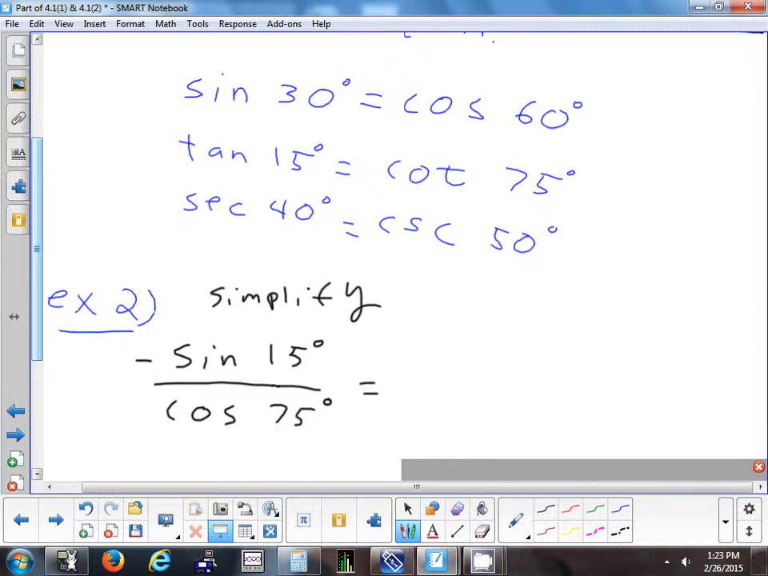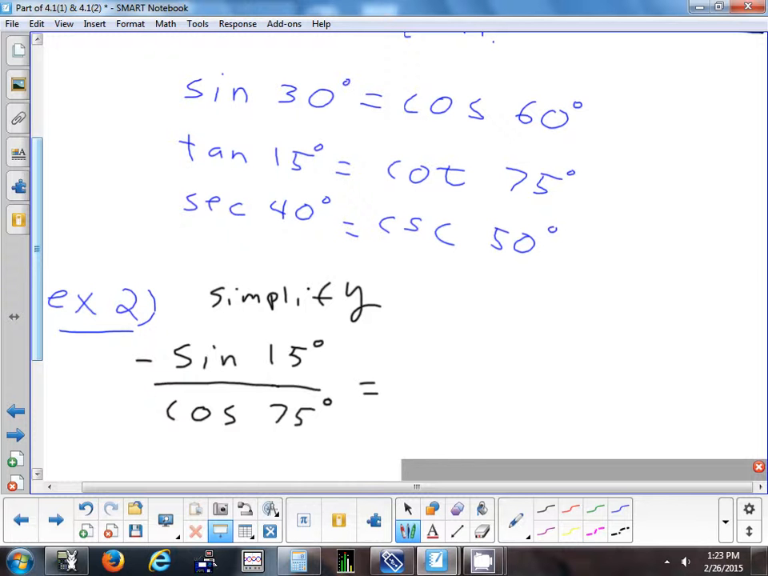Everyone see why these are the same thing? Cofunctions, angles that are complementary. You're dividing two things that are the same, even if you don't know what they are. Somebody says to you, I'm dividing two things that are the same. What do I get? You can just say 1.